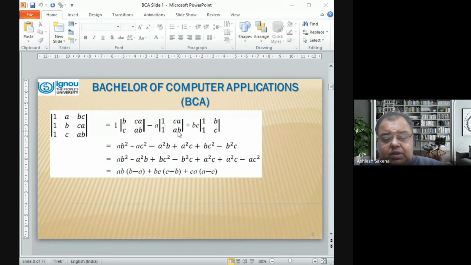1 into AB will be AB. AB into A will be A square B. Minus this and minus this will become plus, and this will be AC, that will become A square C. Okay, plus BC. 1 into C is C. BC into C is BC square, plus minus B, that will become B square C.